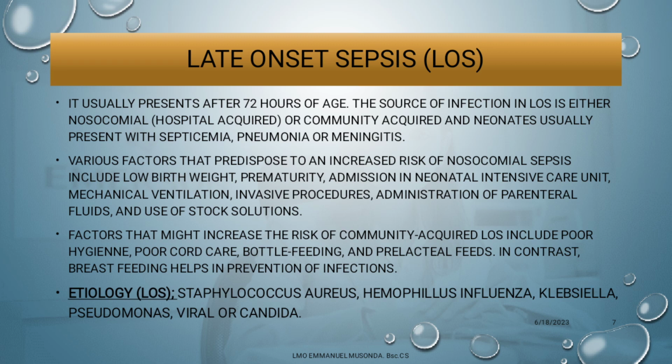Then we have mechanical ventilation, invasive procedures. Then we can also have administration of parenteral fluids and the use of stock solutions. Then factors that might increase the risk of community acquired late onset sepsis include poor hygiene, poor cord care, bottle feeding, and prelacteal feeds. Then in contrast, breastfeeding helps in prevention of infection. So that's why it's necessary for you to tell the mothers to exclusively breastfeed the infants.